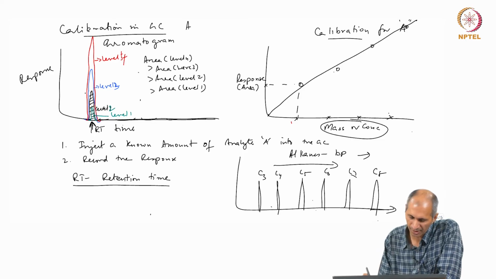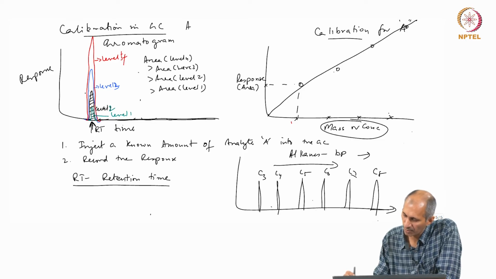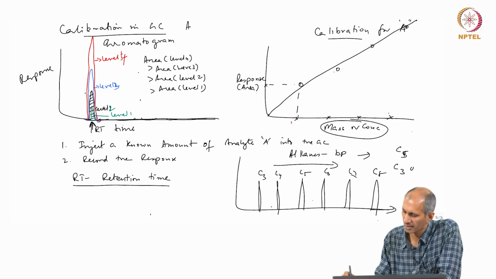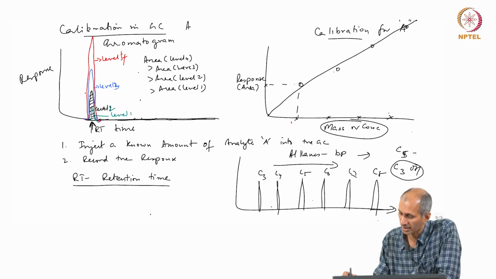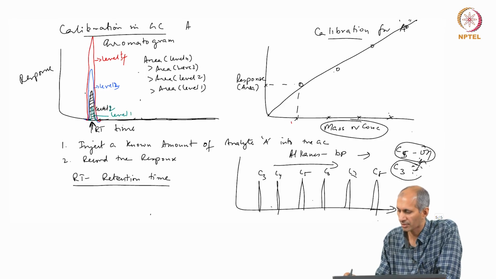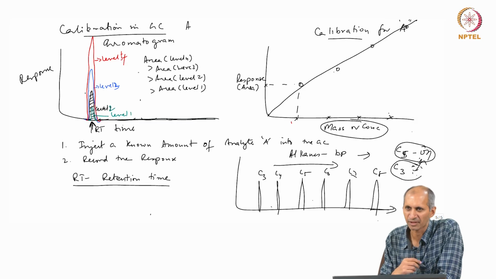This will change if you have functional groups that are added on to this. So, for example, if one has C5 and one has C3, but this one has say an OH group and this one does not have an OH group, the polarity of this may be greater than this. Okay. So, despite having a higher molecular weight and boiling point, it may still come out faster because it does not like the stationary phase. It is more polar.